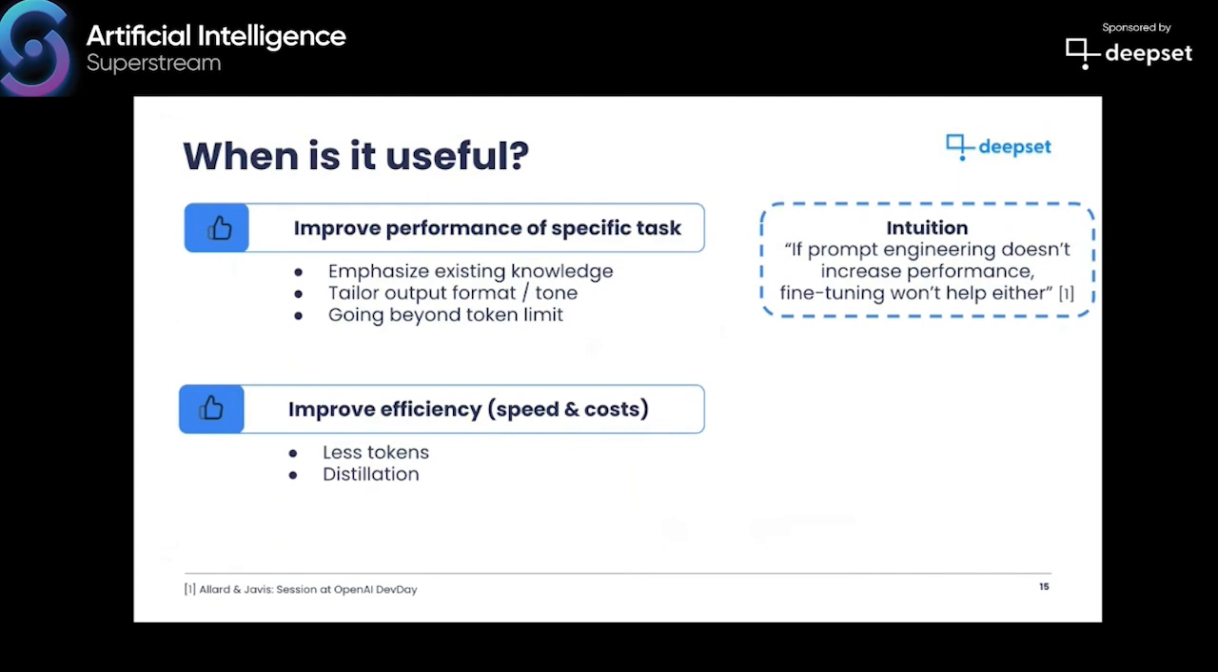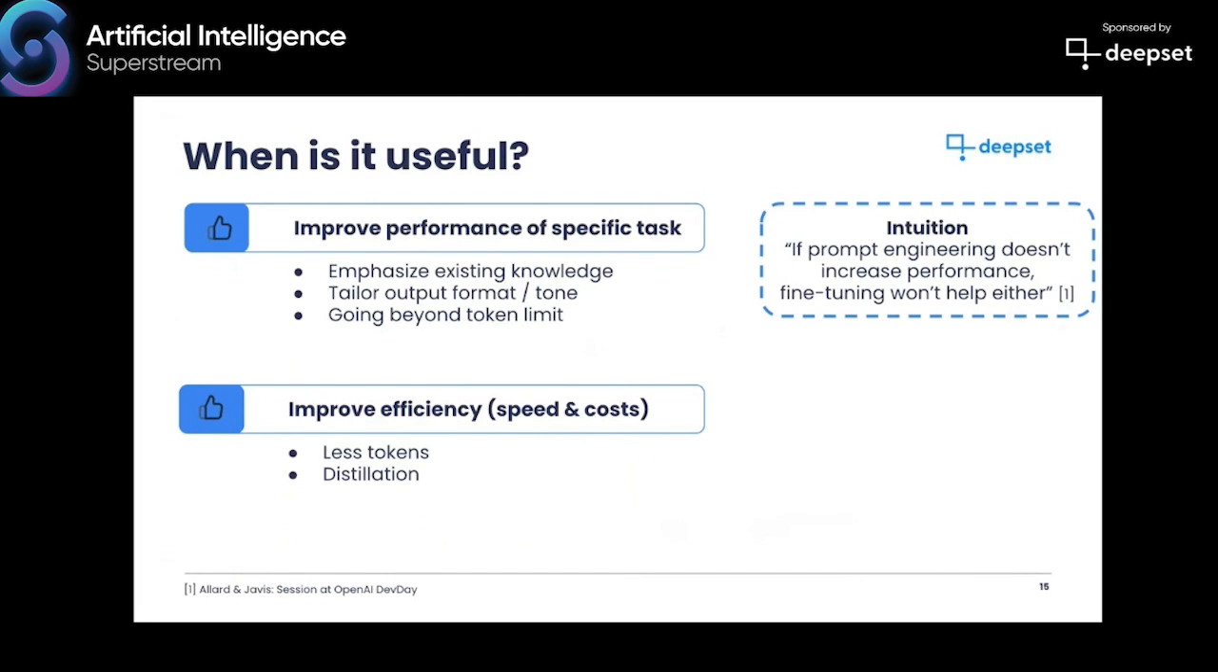All right, so improving performance was one of the cases where fine-tuning can be useful. The other, where it really makes sense, is efficiency. So fine-tuning can help to improve speed and costs in two basic ways.